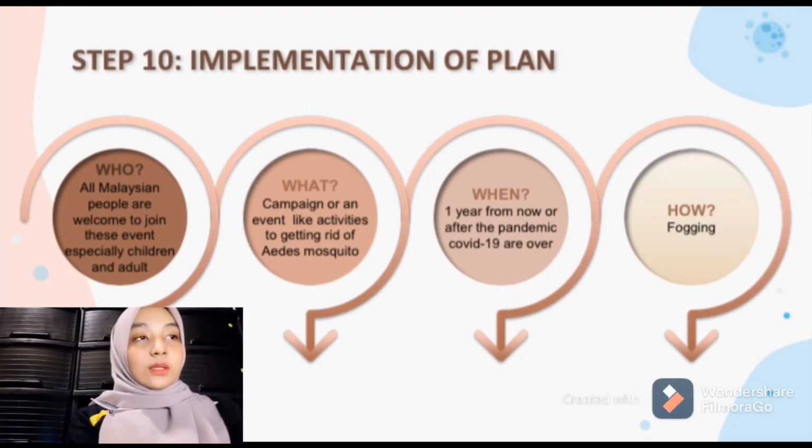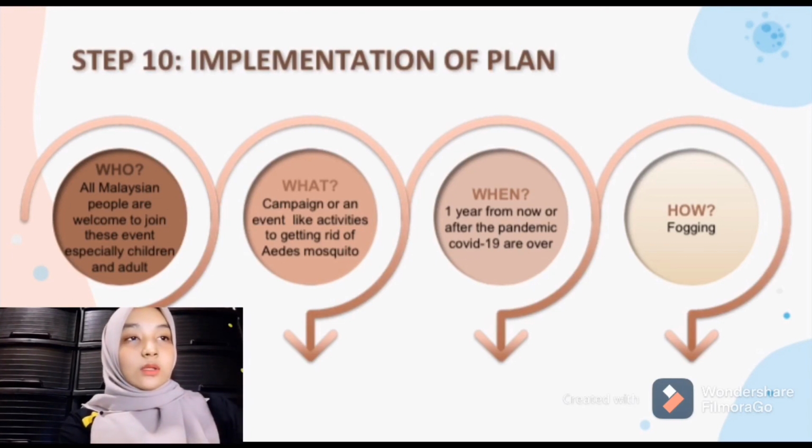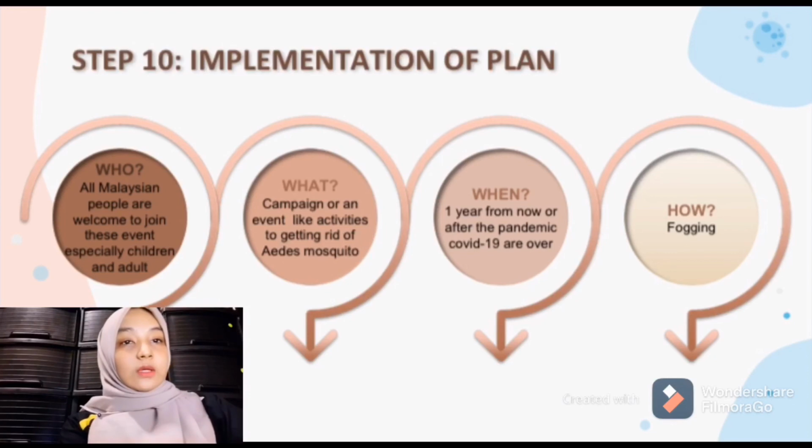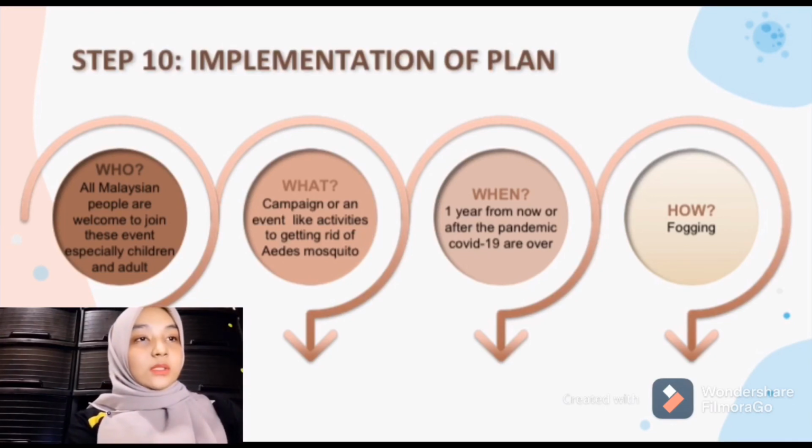This event and campaign are conducted to get rid of Aedes mosquito breeding places by joining activities such as art contests, gotong royong with the community, and a video contest of activities on social media. We also will use the fogging technique, which is a technique used for killing insects using a fine pesticide spray, which is directed by a blower.